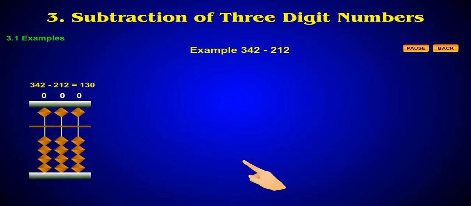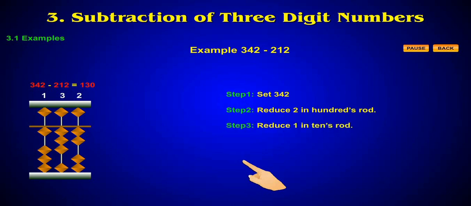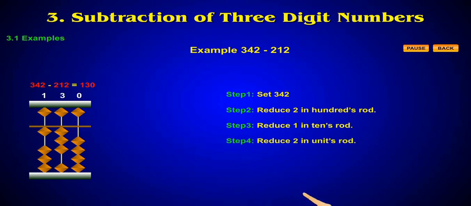Example: 342 minus 212. Step 1. Set 342. Step 2. Reduce 2 in hundreds rod. Step 3. Reduce 1 in tens rod. Step 4. Reduce 2 in units rod. Step 5. Count the beads.